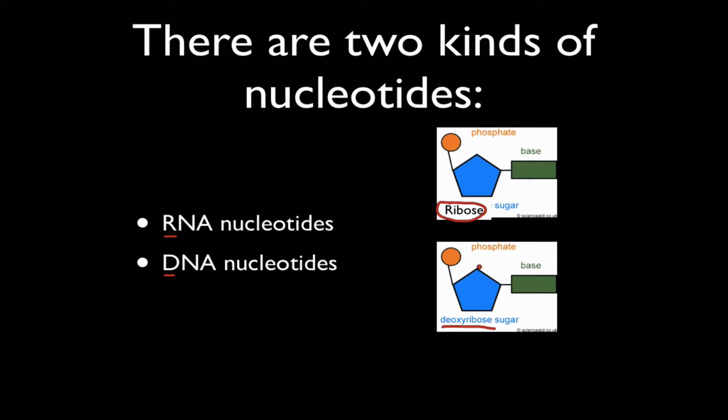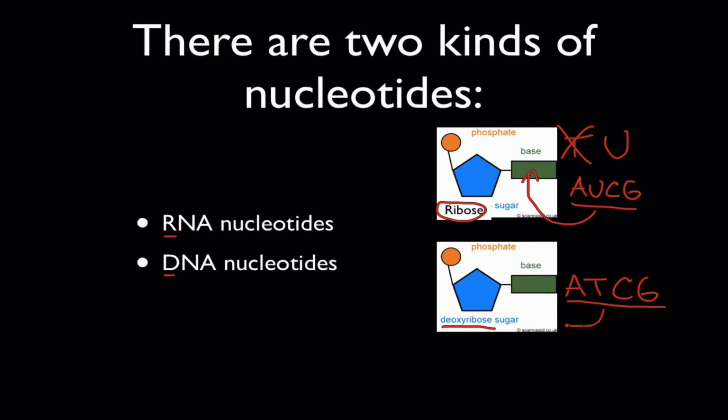Now, there is one other difference. RNA nucleotides don't have any thymine, so thymine is not possible. It's replaced by a base called uracil, represented by a U. So the nitrogen bases you find in RNA are A, U, C, and G, and the ones you find in DNA are A, T, C, and G. And remember, when you're talking about these letters, you're technically only talking about the nitrogenous base part of the nucleotides.